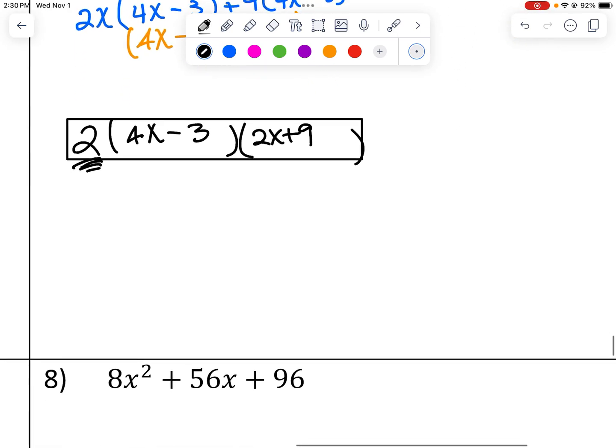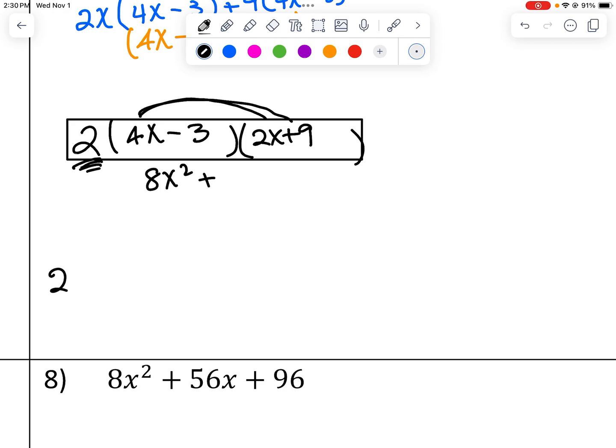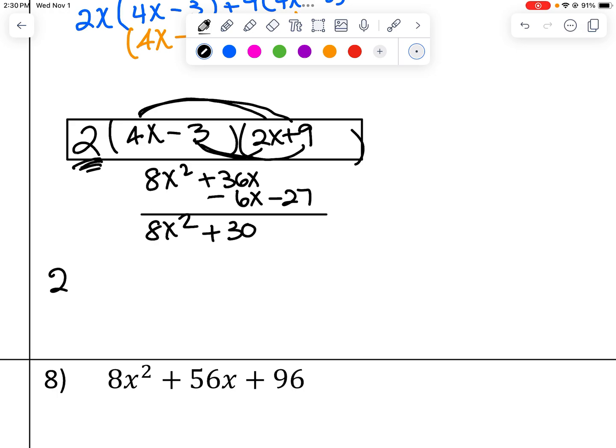If we want to check our work, 4x times 2x is 8x squared. 4x times 9 is 36x. Negative 3x times 2 is negative 6x. Negative 3 times 9 is negative 27. That gives us 8x squared plus 30x minus 27.